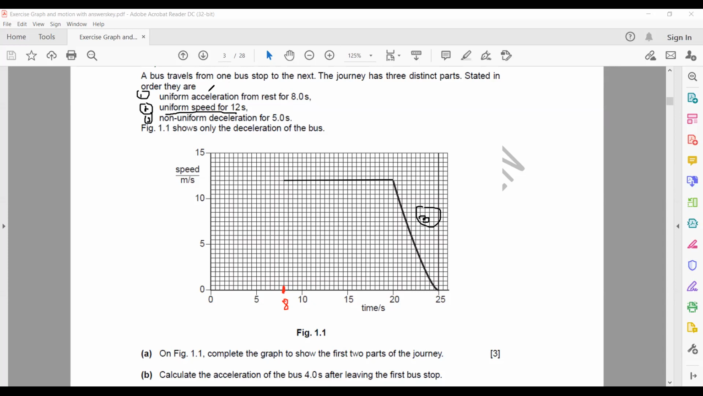And the first part, it was a uniform acceleration. Uniform acceleration means constant acceleration. So how we represent a constant acceleration? We represent by a straight line. So this represents it was having a constant acceleration. So this is part 1, part 2, and part 3 is already done for us. Is it clear? Is it clear, this part?